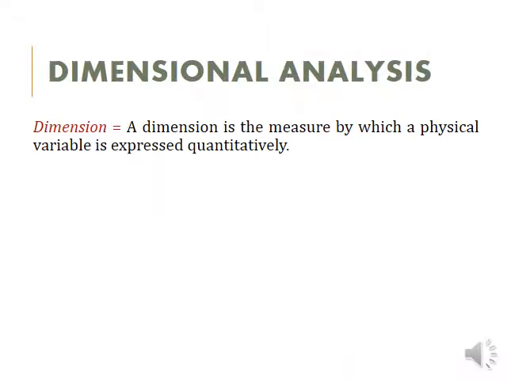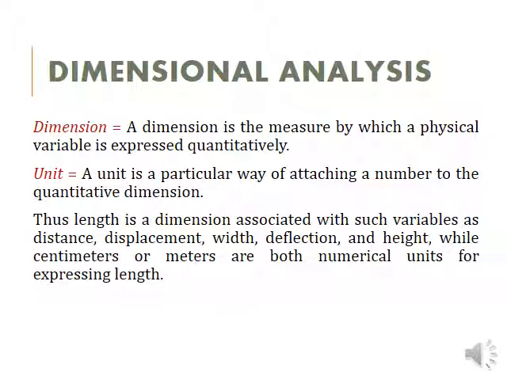Now, dimensional analysis. This you have also done in your preliminary classes in matric or in FSc. So now just refresh your mind, review your knowledge about dimensional analysis. What are dimensions and what is a unit? A dimension is the measure by which a physical variable is expressed quantitatively. A unit is a particular way of attaching a number to the quantitative dimension. So if you quantitatively measure any kind of physical object or physical variable, we can say it is a dimension. But if you give a number to a certain dimension, then we can say it is a unit.